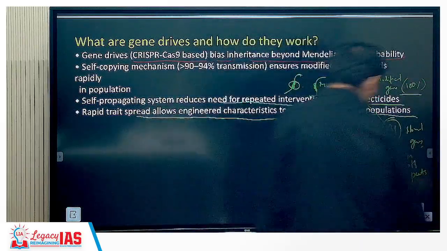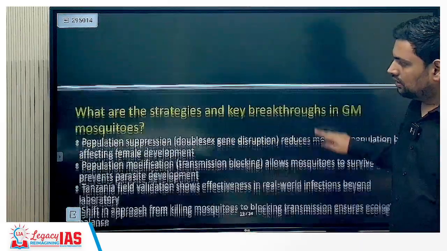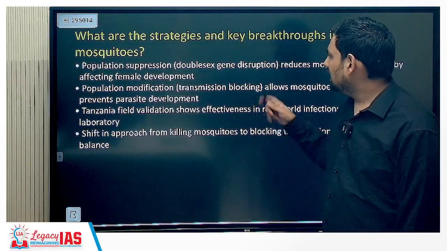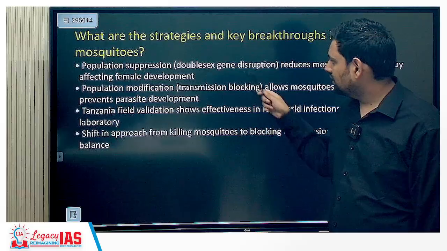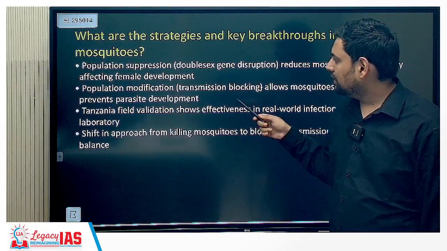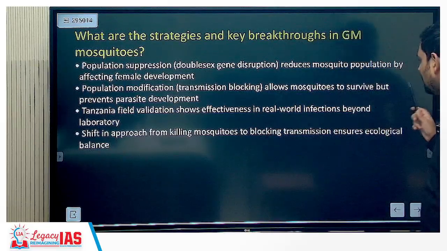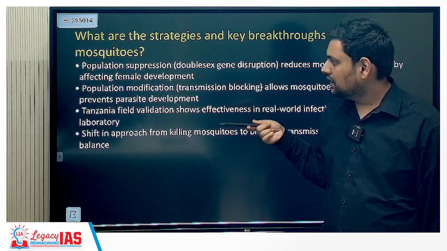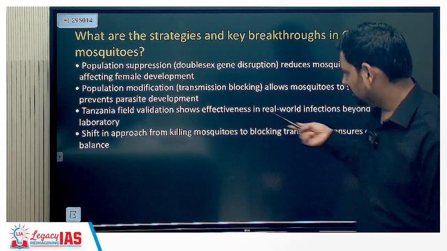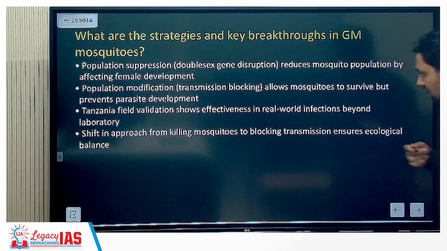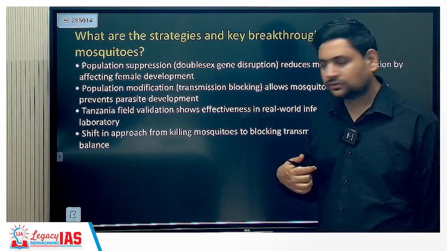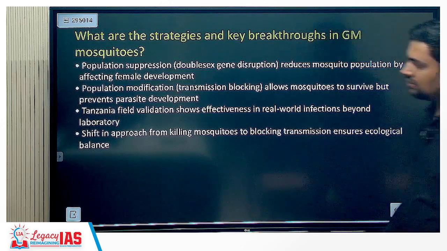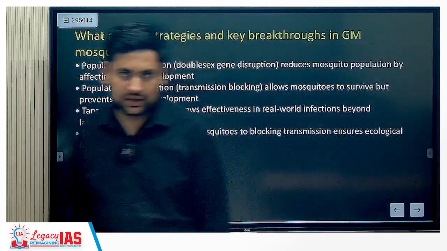Then strategies and key breakthroughs: population suppression, double sex gene disruption. This we have seen. Population modification, transmission blocking allows mosquitoes to survive but prevents parasite development. This also we have seen. Then Tanzania's field validation shows effectiveness in real-world infections beyond the laboratory. Shift in approach from killing mosquitoes to blocking transmission ensures ecological balance.